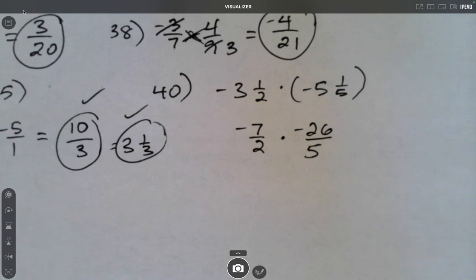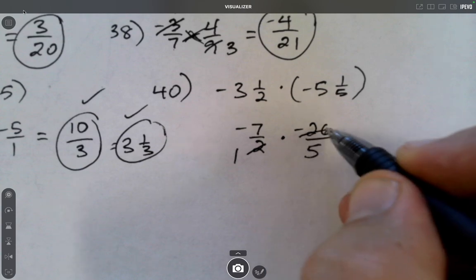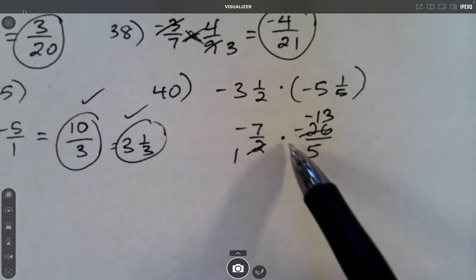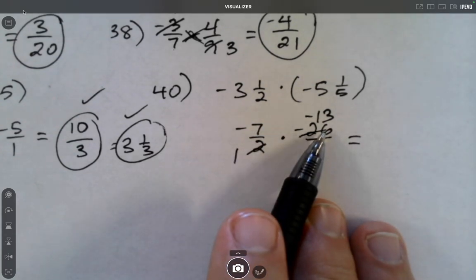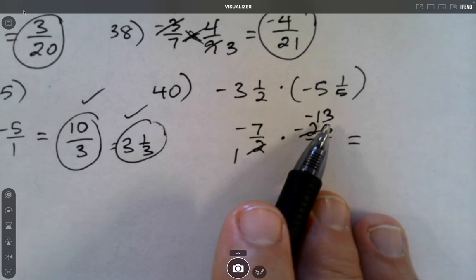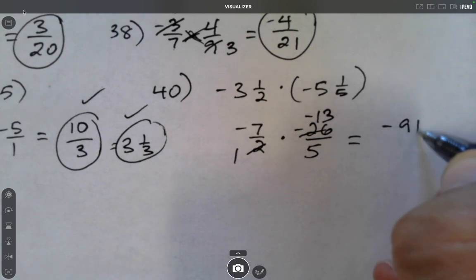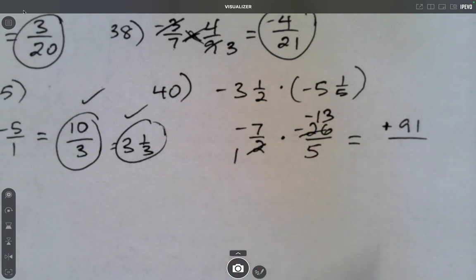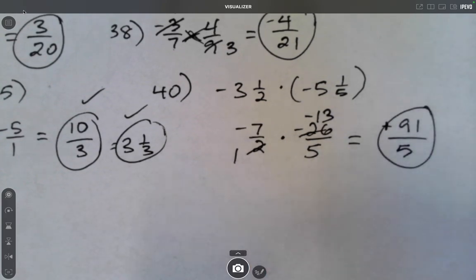So we check for anything we can cancel out. So we looked at this diagonal. They're both even, so I'll divide them both by 2. Nothing we can cancel out between 7 and 5 though. All right, so 7 times 13. So 7 times 3 is 21. 7 times 10 is 70. So it'll become 91, -91. Oh, actually, sorry, positive, because negative times a negative is a positive. And then 1 times 5 gives us 5 on the bottom. So 91/5.